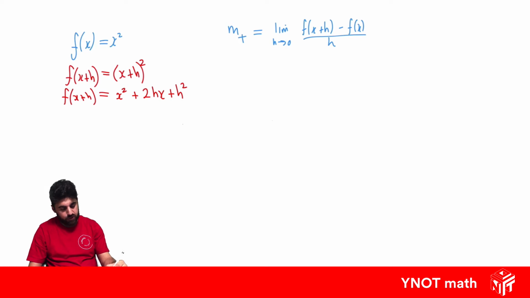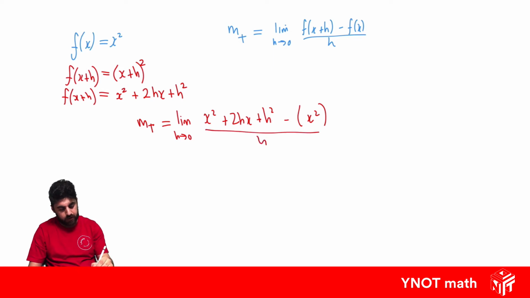Now we can apply our first principle formula, where the gradient of the tangent equals the limit as h approaches 0 of f(x + h), which is x squared + 2hx + h squared, minus our f(x), which is x squared. You'll notice I put a bracket around it. In this case it didn't matter because I only had one term, but when you have multiple terms for your f(x), it's important to include a bracket because we'd have to subtract every term. All of that is over h.